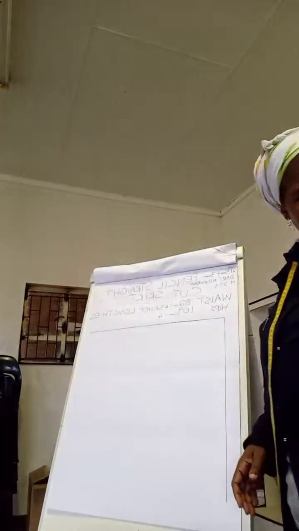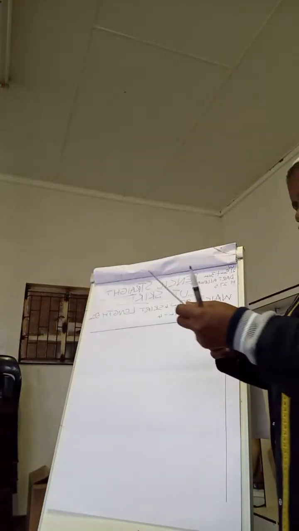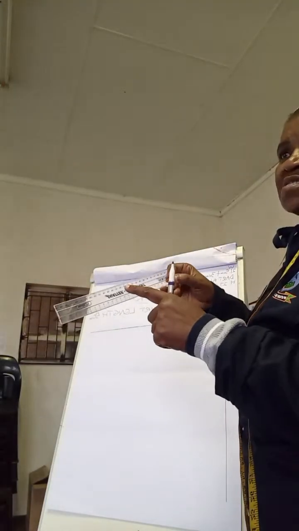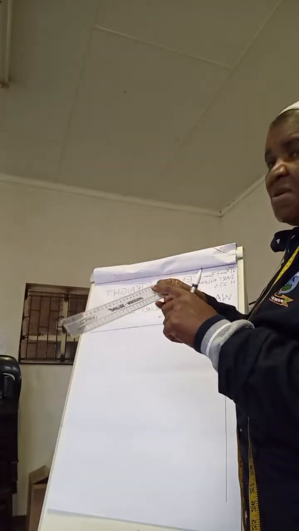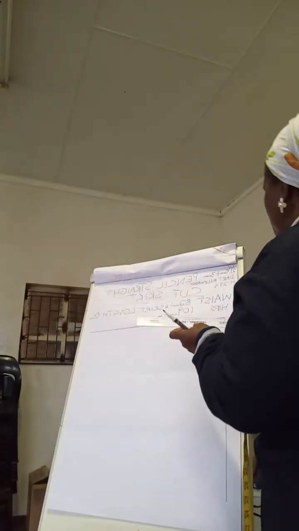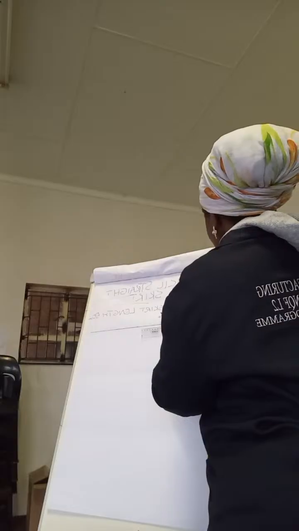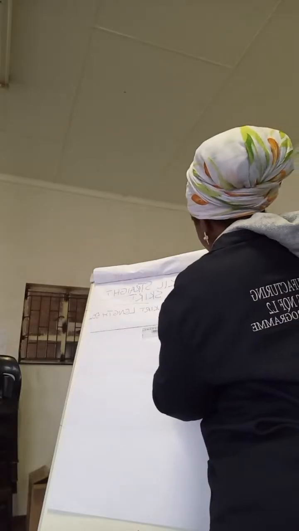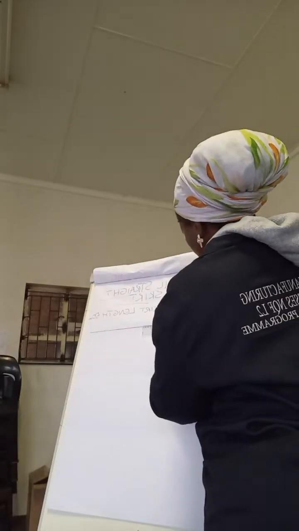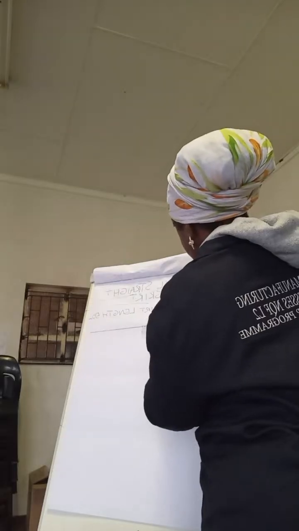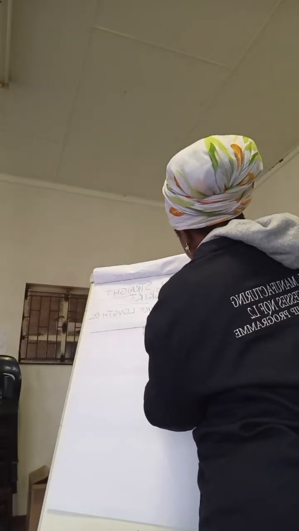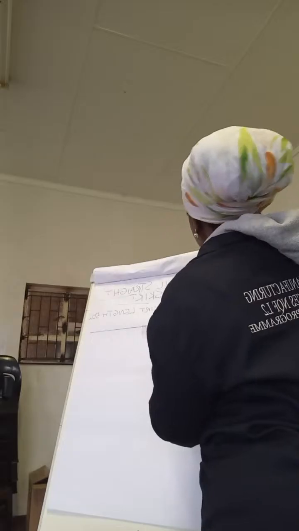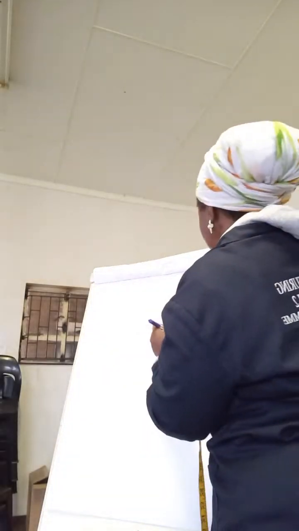Ne? Here I am. Now we are saying here we're going to use this side that is called centimeters and millimeters. So we are saying here we're going to need, what did we say we're going to need? 23 and a half. Ne?